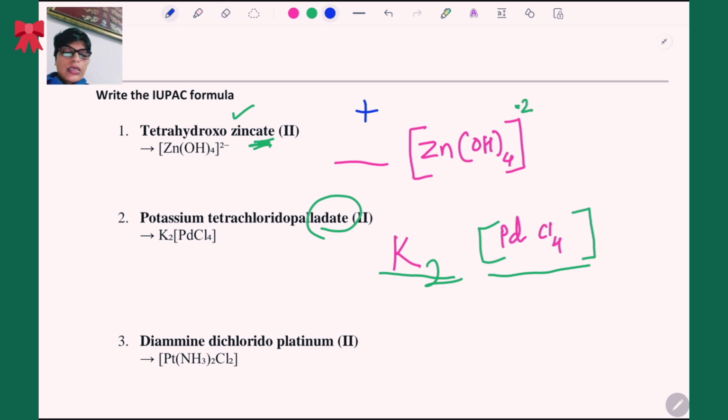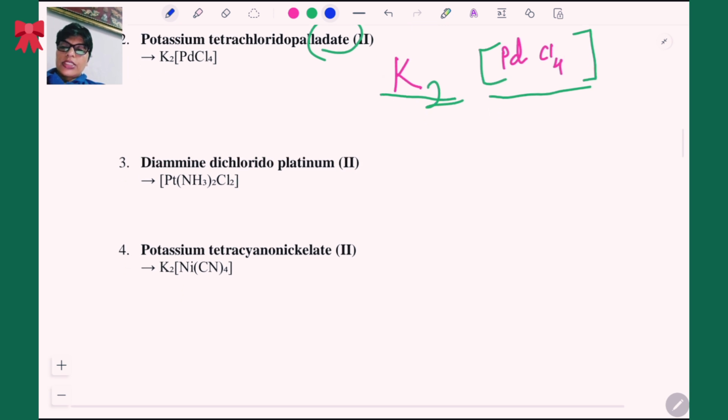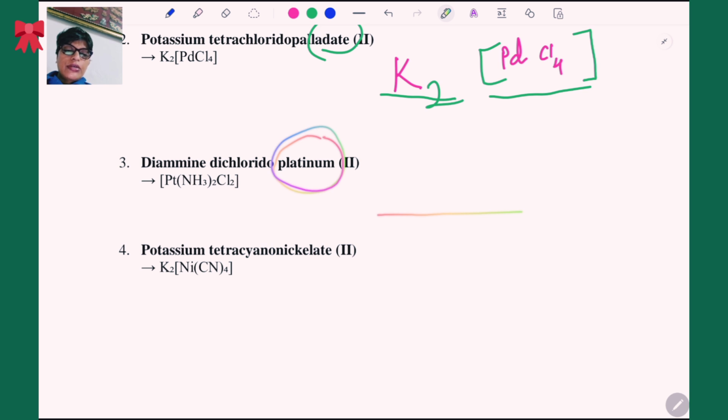Okay, let's go to the next one. It's written as diamminedichloridoplatinum(II). Now in this case, platinum is not written as platinate, it is written as platinum, which means that it can be on the positive side, or it can be written as a whole in the square bracket. Whenever the name does not end with ATE, it means that you have to write the metal in the square bracket, which could be a neutral square bracket or a positive square bracket. Let's see what it is.